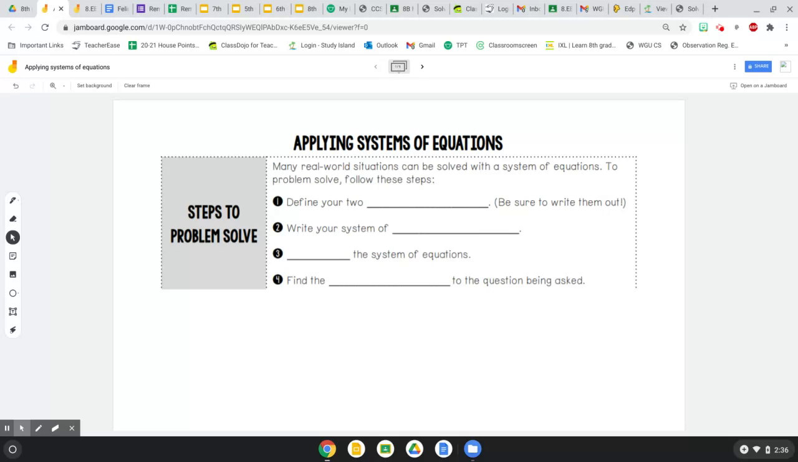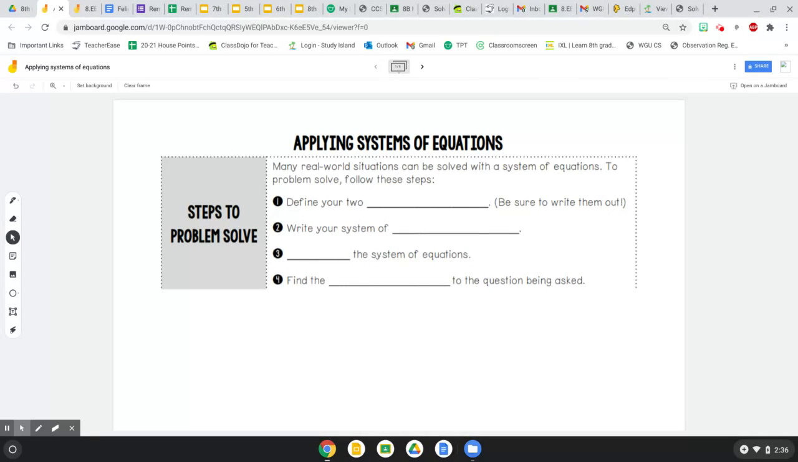So it's up to you if you want to put this in your notebook and have it as a set of notes, or if you just want to save this video, or you can save the Jamboard with just the notes without the video. It's kind of up to you on how you want to save these notes. All right. So applying systems of equations.